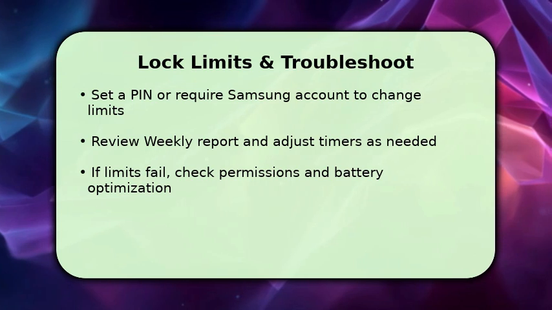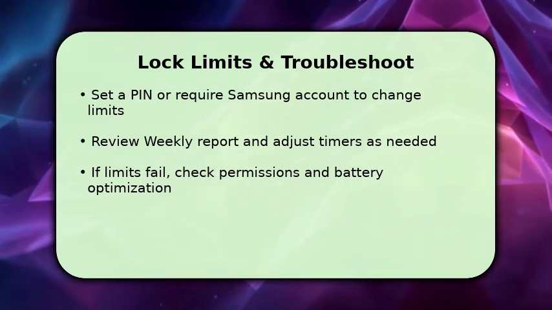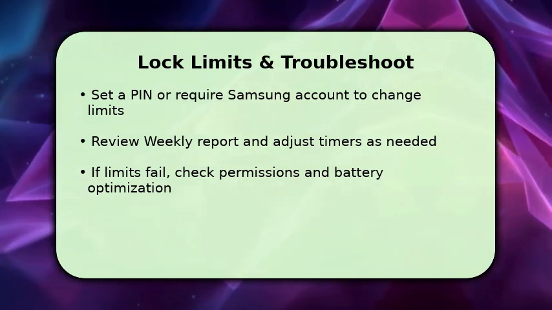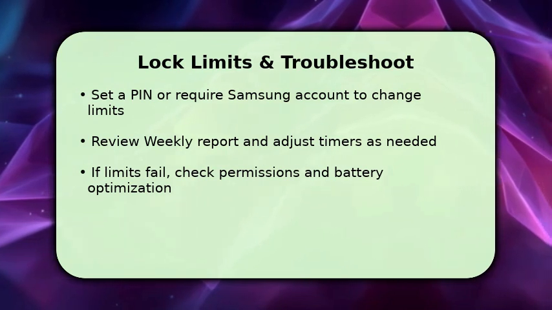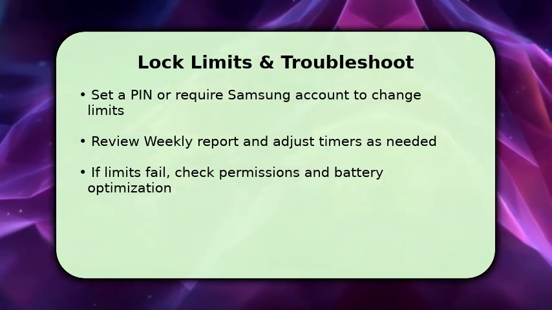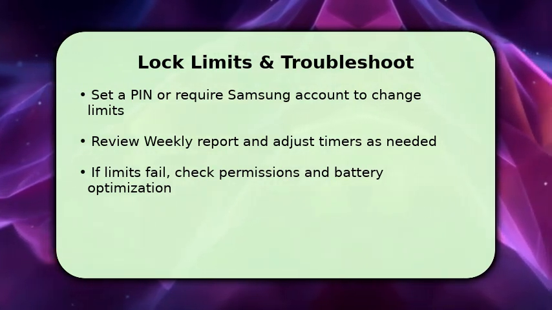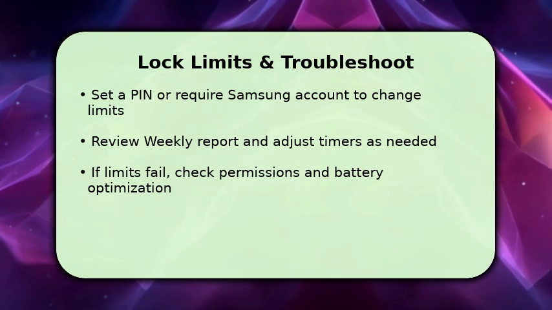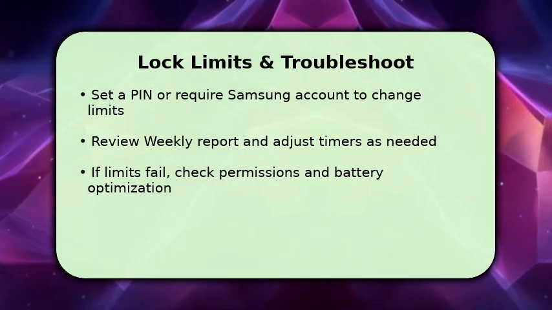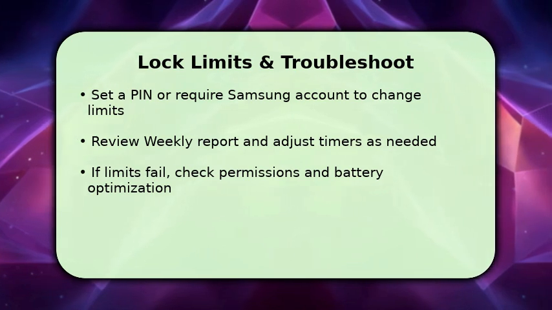If a timer doesn't block an app, first verify usage access and device admin permissions still show as enabled. Also disable aggressive battery optimization for affected apps, because some optimizers prevent the timer service from running. If problems persist, restart the phone and reapply the permission.